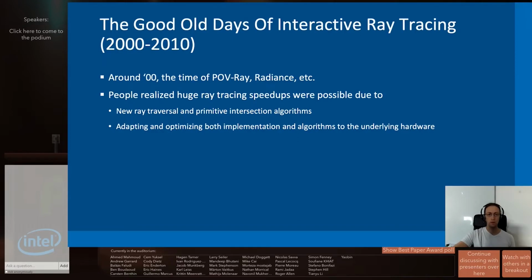So first I would like to go back in time to what we call the good old days of interactive ray tracing, which started around year 2000. Back then, ray tracing-based renderers like, for example, Radiance and the others were considered kind of the common baseline for ray tracing performance. What happened around that time is that people, including ourselves, realized that ray tracing performance could be significantly accelerated by adapting and optimizing new traversal and ray primitive intersection algorithms to the underlying hardware.